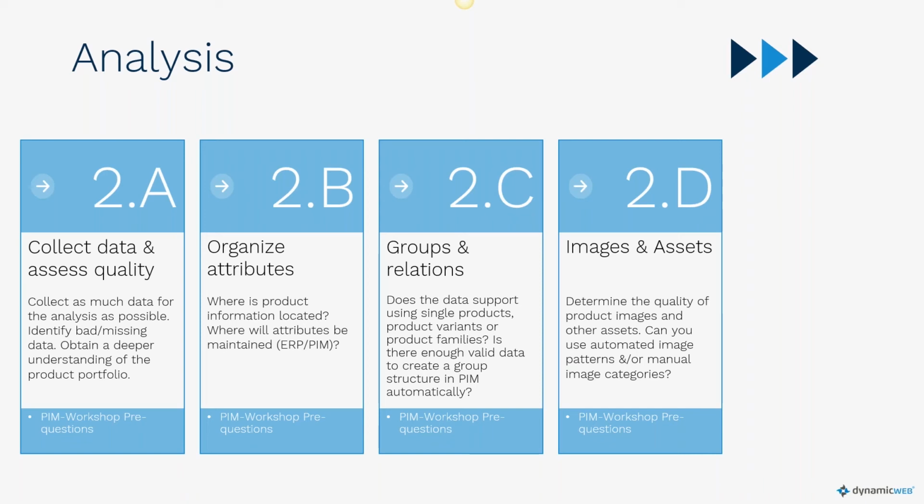Step 2C is in regards to, do we have product data that supports using single products? Do we have variants? If so, which variants are we dealing with? And lastly, in regards to images and digital assets, which image quality are we dealing with? Do we have videos? How will we be working with these images? How is the customer currently working with their images?